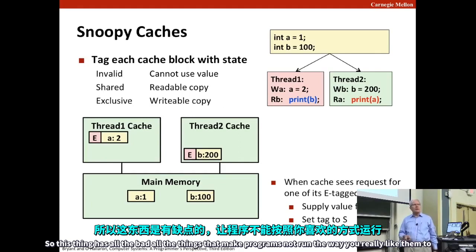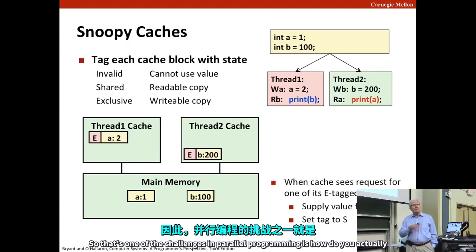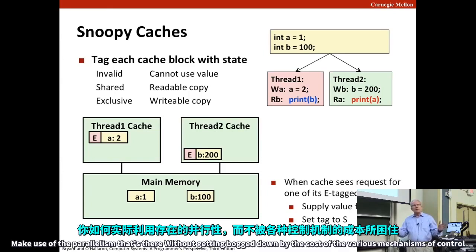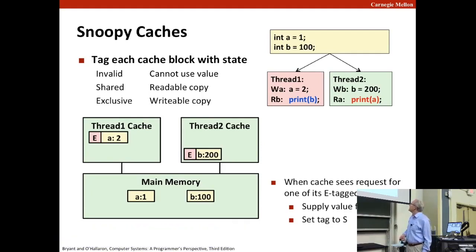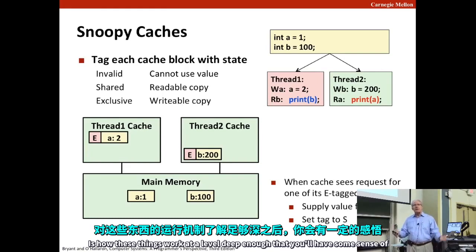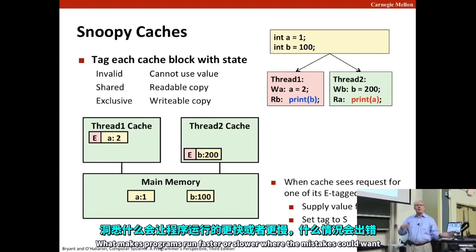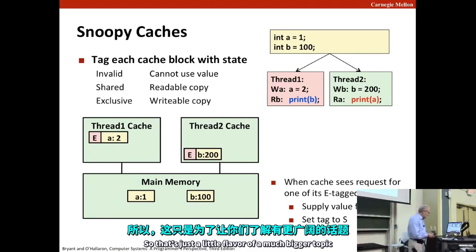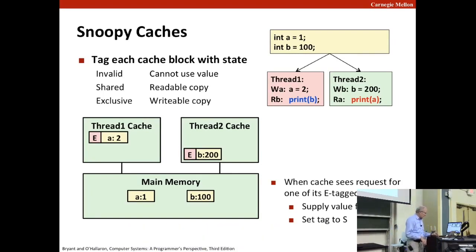So this has all the things that make programs not run the way you'd really like them to. That's one of the challenges in parallel programming: how do you actually make use of the parallelism that's there without getting bogged down by the cost of the various mechanisms of control. This is part of what you have to appreciate and understand as a programmer: how these things work at a level deep enough that you'll have some sense of what makes programs run faster or slower, and where the mistakes could lie. So that's just a little flavor of a much bigger topic. So that's it for today.